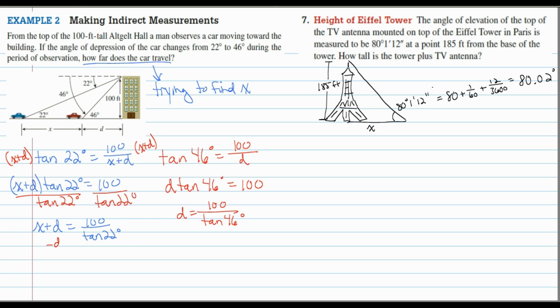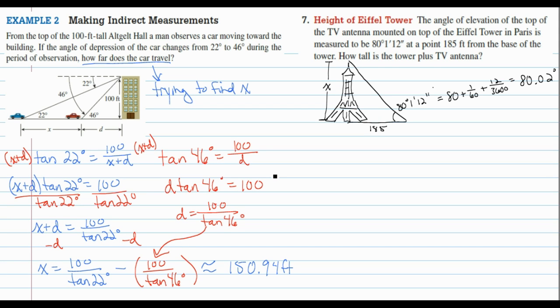Subtract d from both sides. And now I have x equals 100 over the tangent of 22 degrees minus the expression I got for d from the other equation, so that would be 100 over the tangent of 46 degrees. And again, making sure I'm in degree mode because we are working with degrees in this equation. I plugged that all in my calculator and I got that the car traveled 150.94 feet between the times of the two observations.